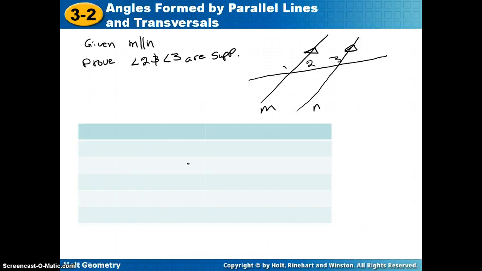Now, our given is that M is parallel to N. We're going to call this line over here line L, so it has a name. Remember, we put these arrowheads on the line as a way of showing on the picture that they're parallel. So here are my statements. Here are my justifications. Now we're going to run down the list.